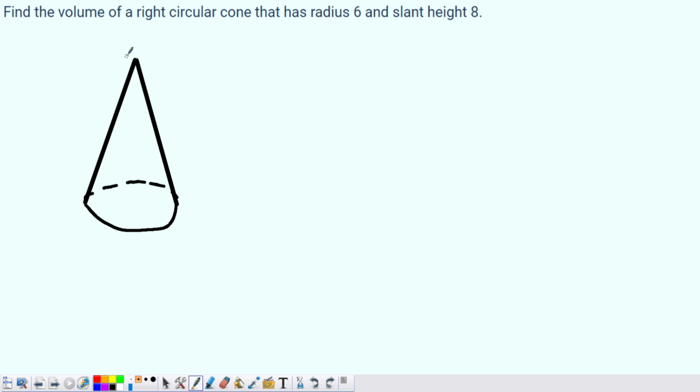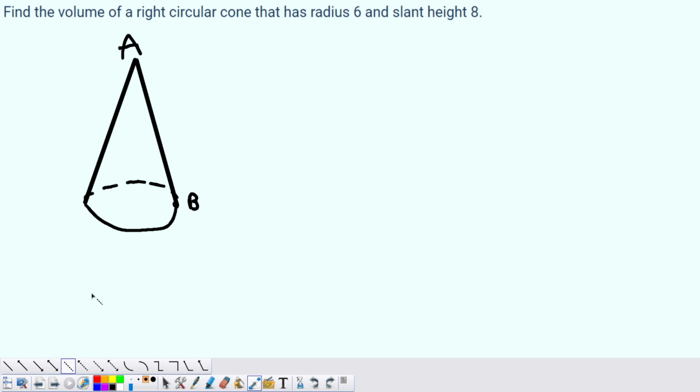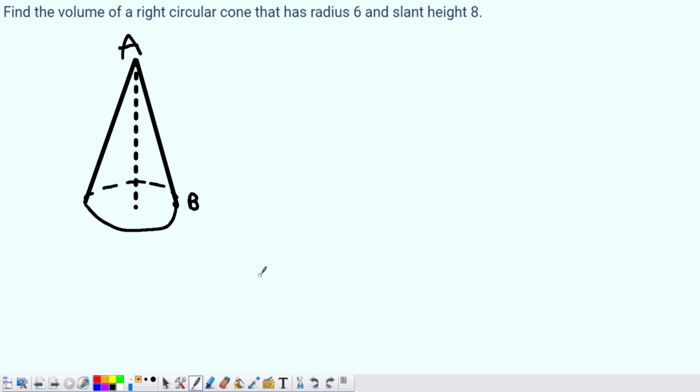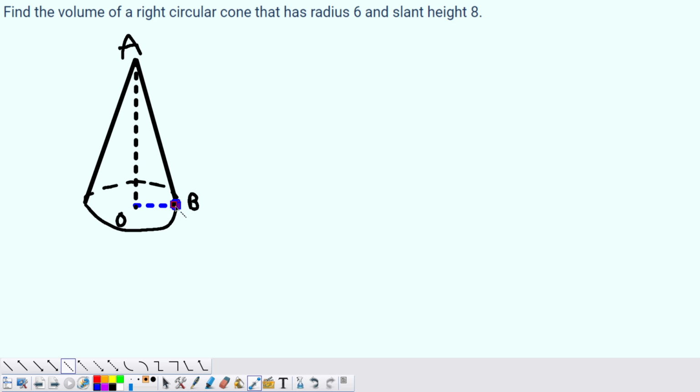where we can just label a few points. Like I'll call this A, I can call this B, and since it is a right circular cone, if I draw the perpendicular line to the circle from the apex, it will land in the center, which I can call O. So since I know that the radius is 6, that means if I go from the center to B, then that length OB is 6.